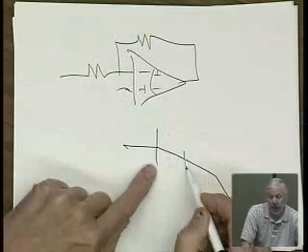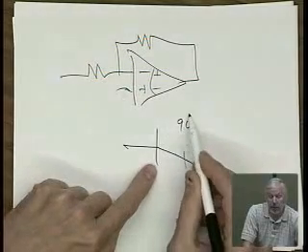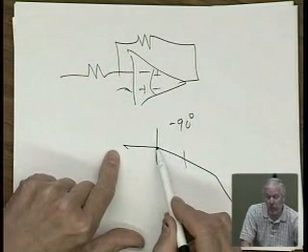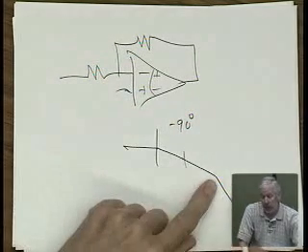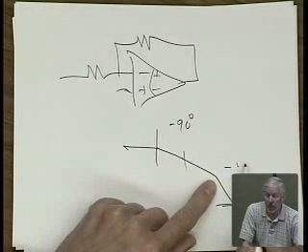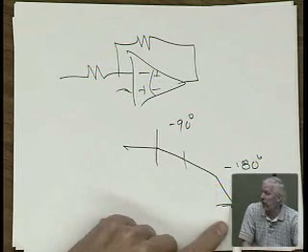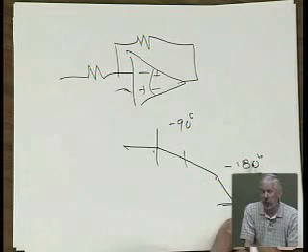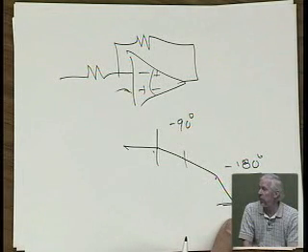We get minus 90 degrees of phase shift from the first pole. At 10 times above the second pole, we get another 90 degrees of phase shift, so we get 180 degrees. So after we go 10 times above the second pole, that's when we first hit this minus 180 degrees of phase shift. That's when we become unstable.